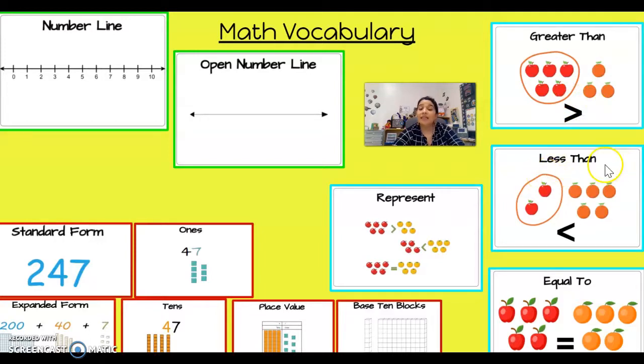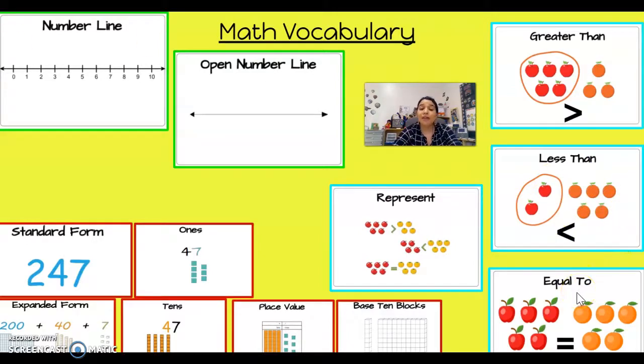Less than is when we want to see which number is the least amount of value. So which number has the least amount, less value. We have 2 apples and 5 oranges, so we have fewer apples than oranges. The number of apples is less than oranges. And this is our less than symbol.